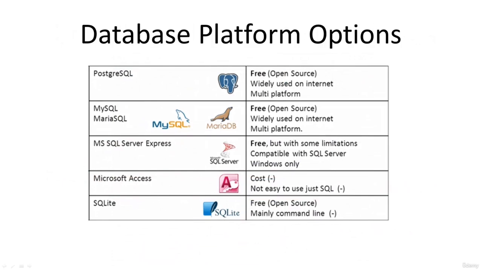So what are our database platform options? Well, there are actually lots of database platform options, a lot more than what I've put here, but here are some of the main ones. You have PostgreSQL, you have things such as MySQL and MySQL Server Express, Microsoft Access, and then SQLite. Each of these has their pros and cons, but we're going to be focusing on PostgreSQL. The reason for this is because PostgreSQL is free, it's open source, it's widely used on the internet, and it's multi-platform, meaning if you have various operating systems like Windows or Mac, you can all use PostgreSQL. And one of my main reasons for choosing it is that it's super easy to install and just hit the ground running.